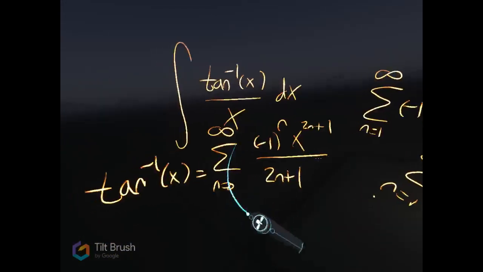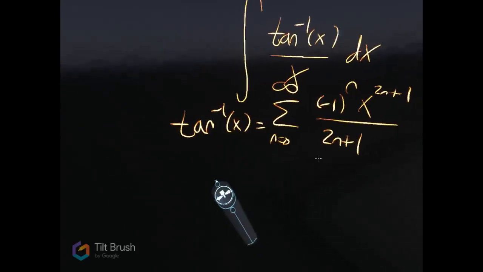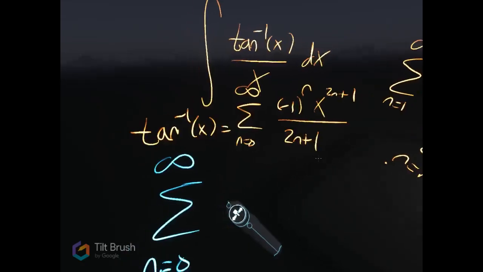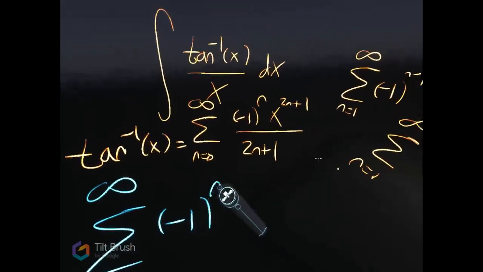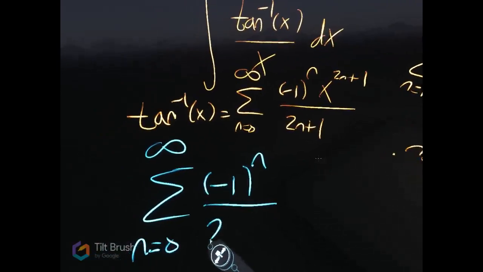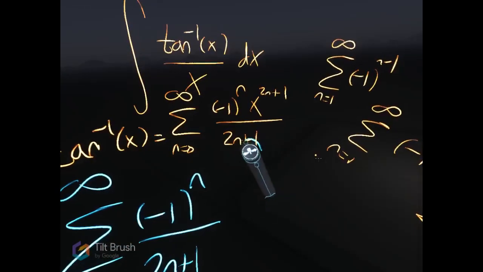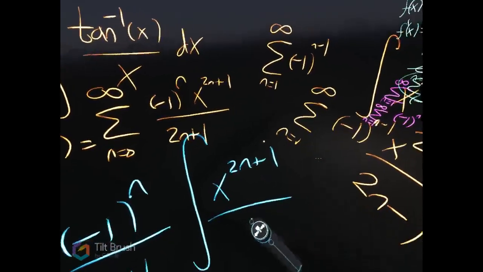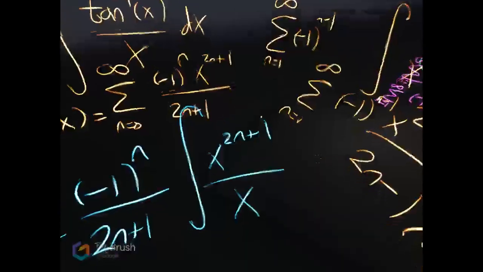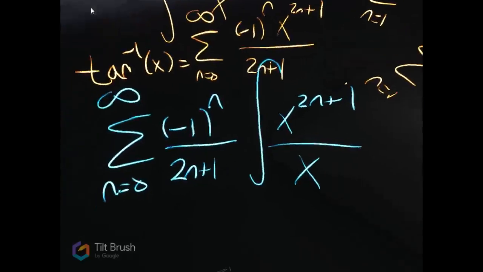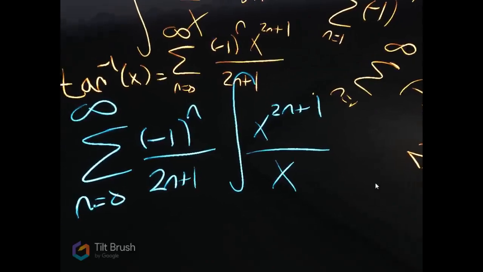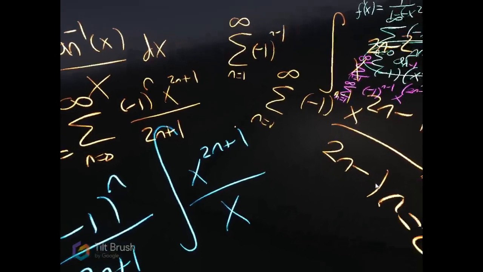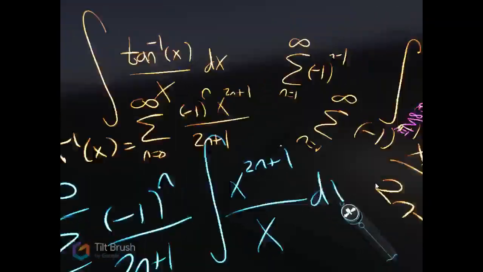So I think we just pull out everything that isn't an n or an x. We're going to have the sum of negative 1 to the n over 2n plus 1, and then the integral of x to the 2n plus 1 over x, dx. Does that look cool? Yeah.